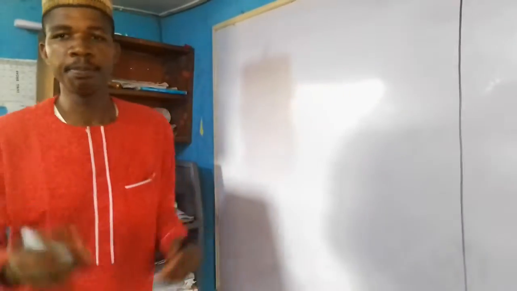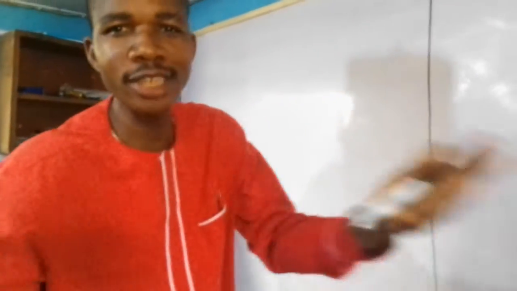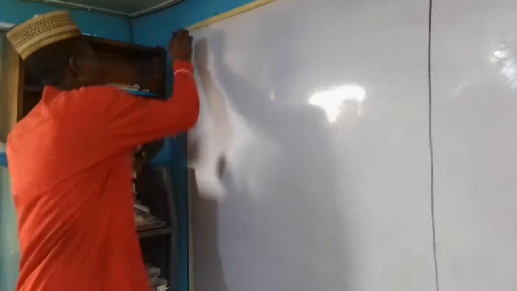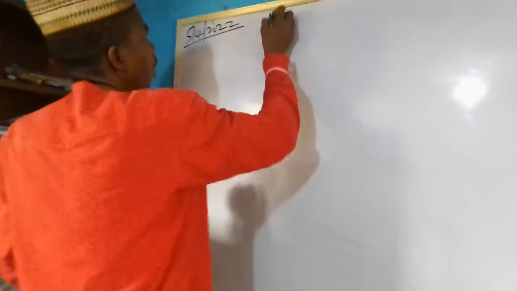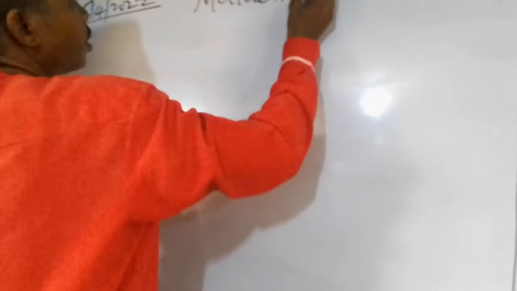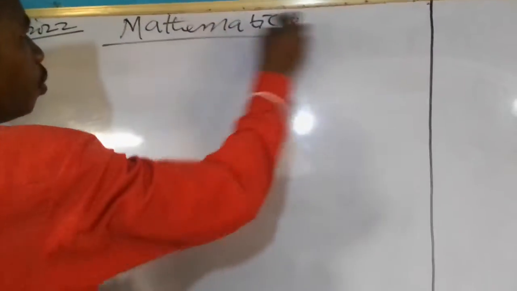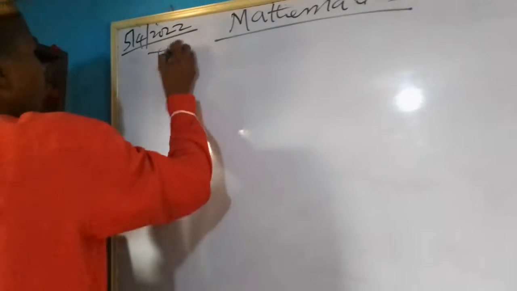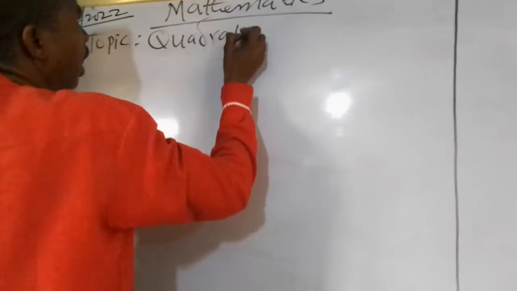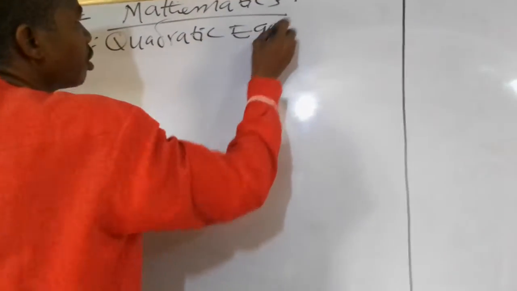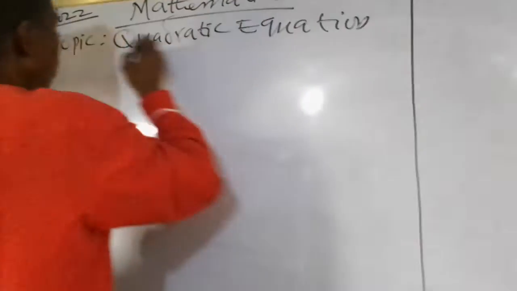Today we are going to look at mathematics. First title, quadratic equation. Mathematics. First title, we look at what? Topic or first title, quadratic equation. What do you understand by the word quadratic equation?